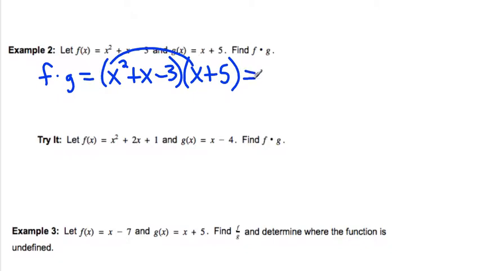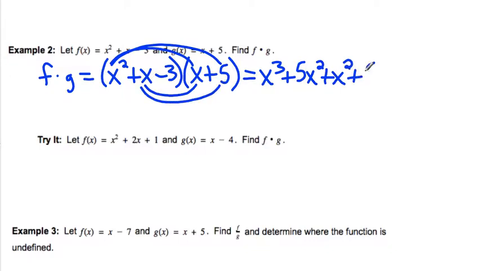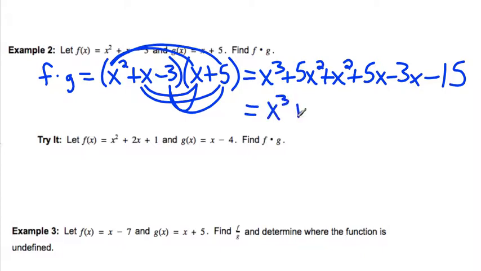So we're going to get x cubed plus 5x squared plus x squared plus 5x minus 3x minus 15. Okay, so we just take everything in that first parenthesis and distribute it over to the second one. And then we're going to combine our like terms. X cubed plus 6x squared plus 2x minus 15.